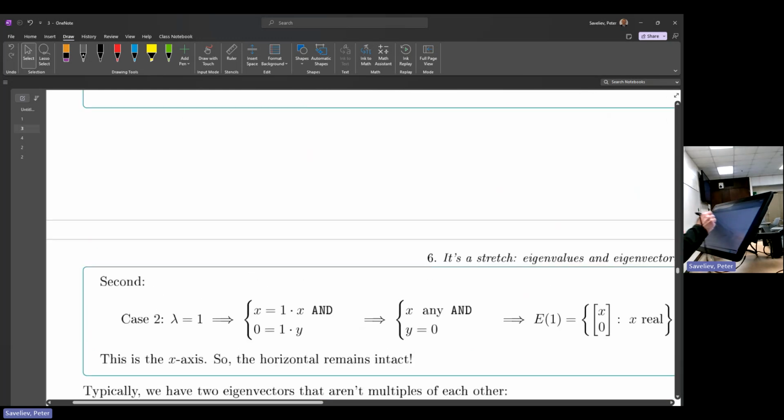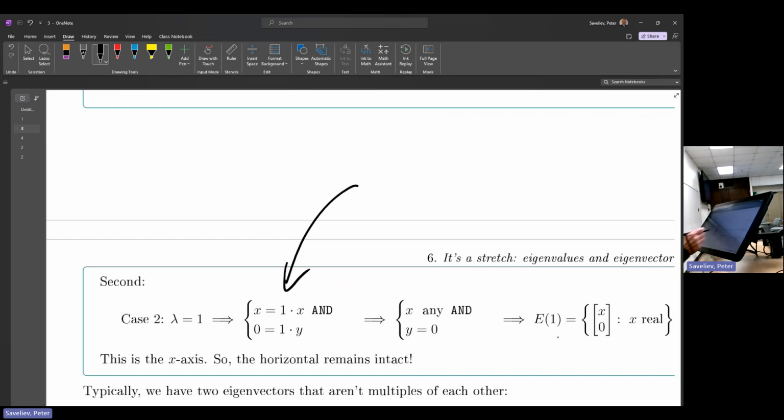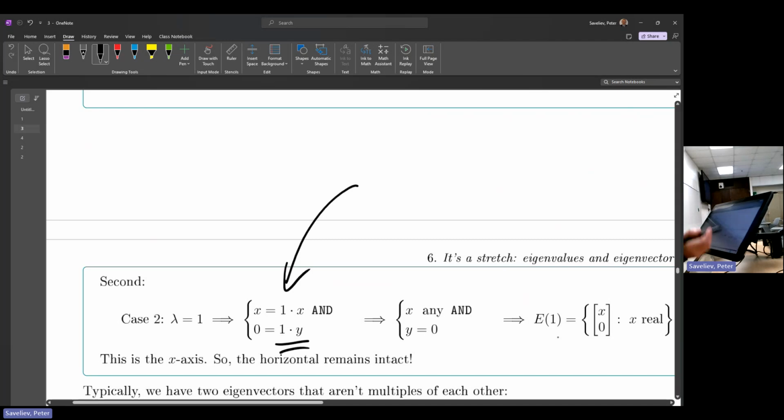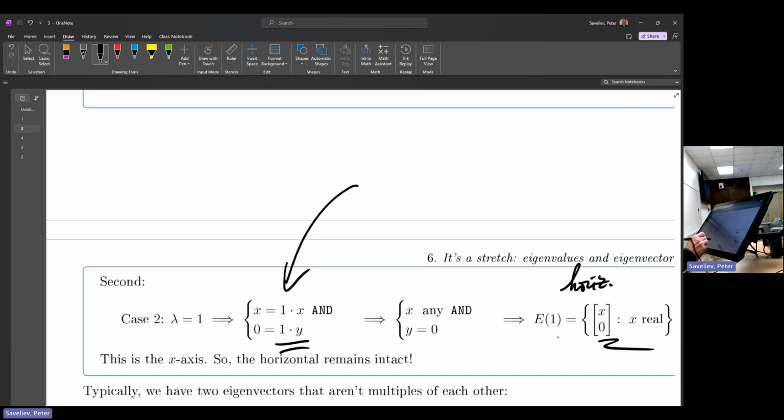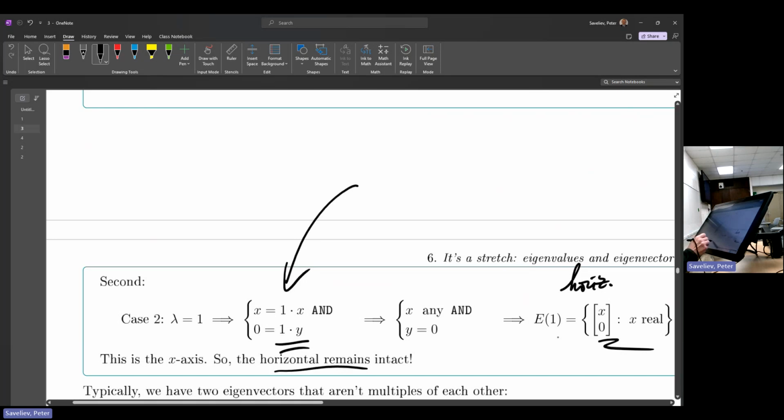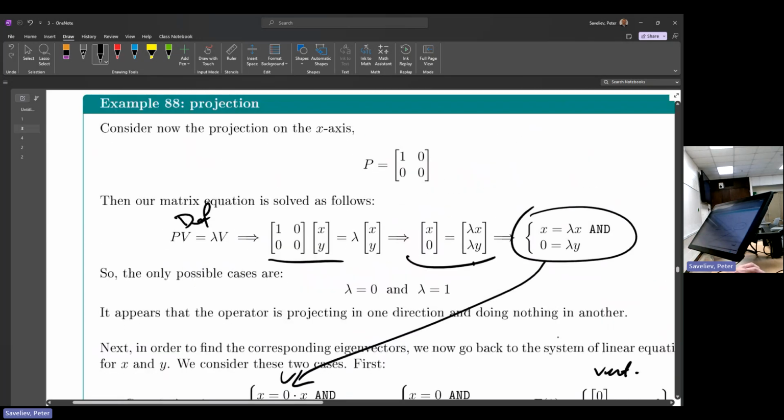When lambda is equal to 1, once again, I take my system of equations. Both of them have to be satisfied. The first one is satisfied for every x, right? But the second one only works when y is equal to 0, which means that we're concentrating on the horizontal vectors, and all the horizontal vectors are eigenvectors as long as the eigenvalue is 1. Okay, so horizontal remains intact while the vertical collapses. We knew that, but now we discovered it, because it was designed this way.